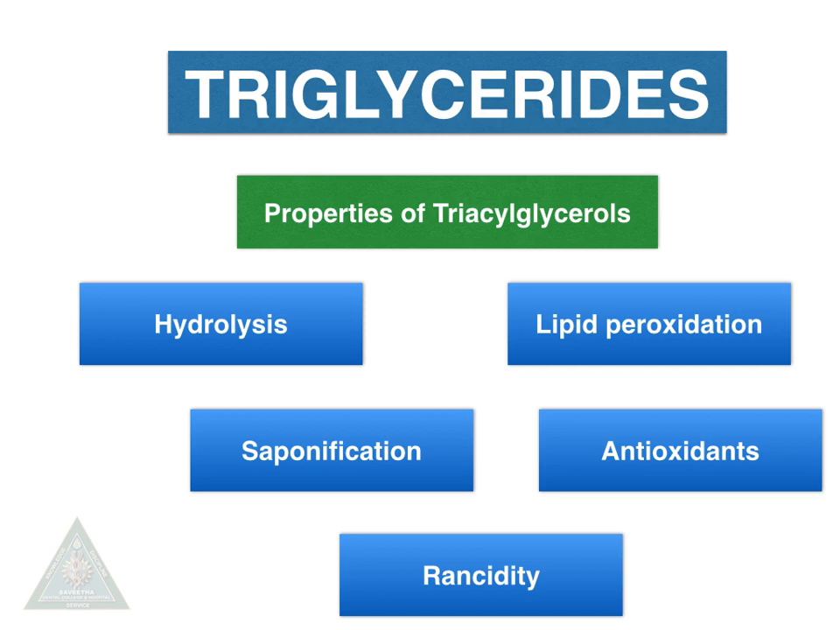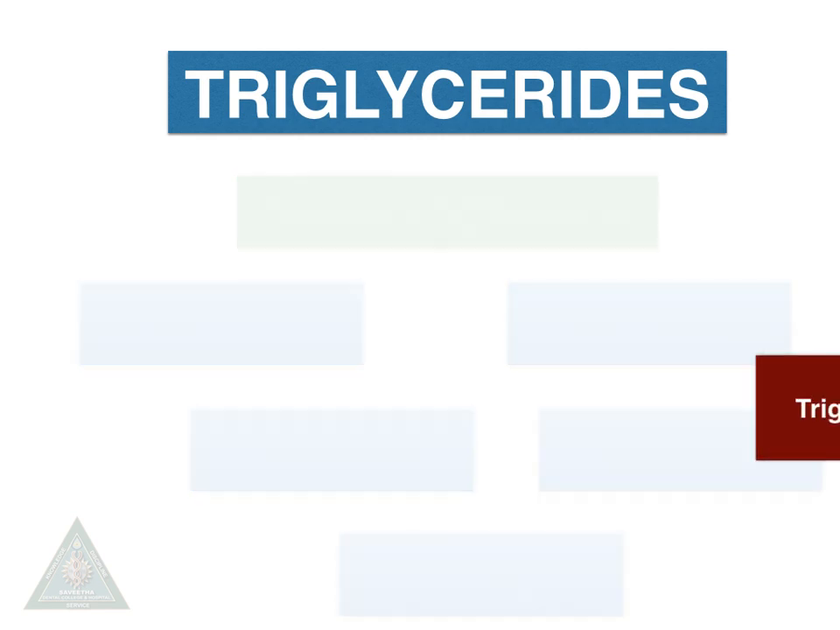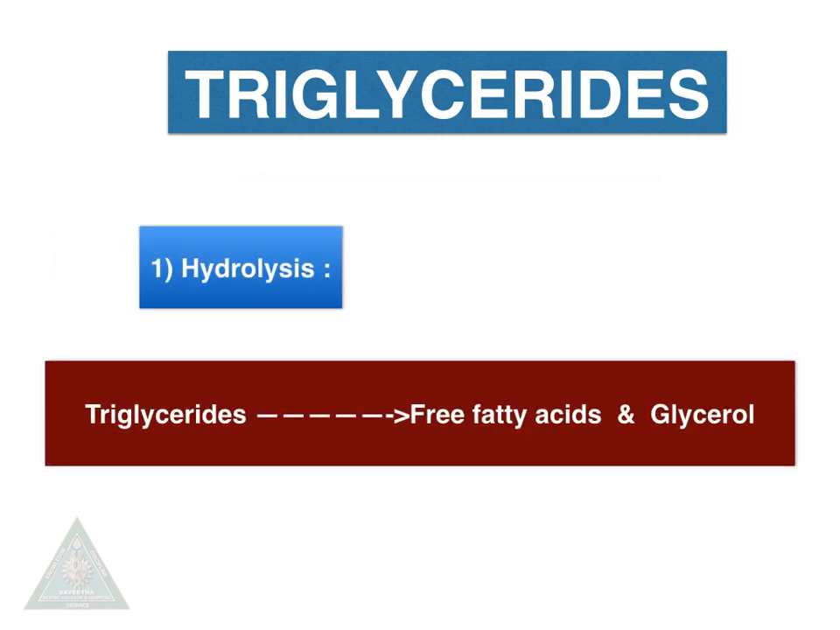So now we'll be seeing a few important properties of triacylglycerols. There are totally 5 types. The first one is hydrolysis, saponification, rancidity, lipid peroxidation, and antioxidants. The first one is hydrolysis. Triacylglycerols undergo enzymatic hydrolysis to liberate free fatty acids and glycerol. This process of hydrolysis is catalyzed by lipase. The lipase enzyme is important for digestion of fat in the gastrointestinal tract and fat mobilization from adipose tissues.